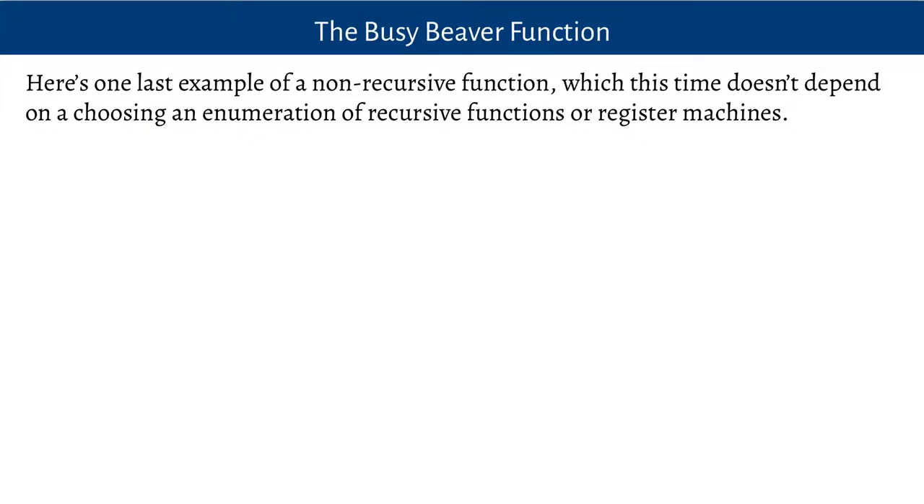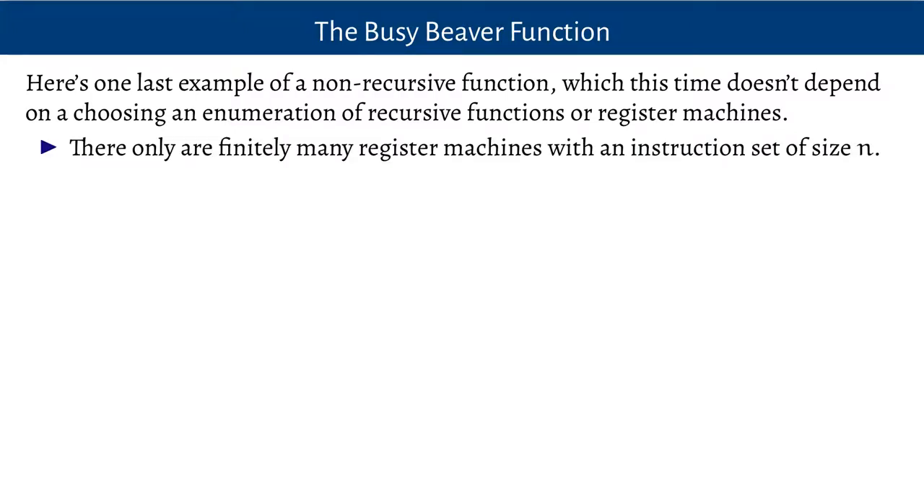Let's give another example of a non-recursive function. And this time it's not going to depend at all on any enumeration of the recursive functions or the register machines. This is what's called the busy beaver function. And it relies on the fact that there's only finitely many register machines with n instructions in the instruction set. It's very easy to see there's only very few register machines with just one instruction. There's a few more register machines where there's two instructions because you can choose two increments, two decrements, increment and a decrement, depending on the same register or different registers, and so on. But there's only finitely many at each stage, at least if you imagine numbering the registers 1, 2, 3, 4.